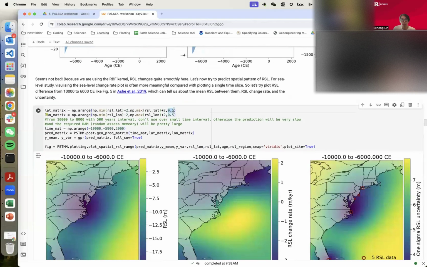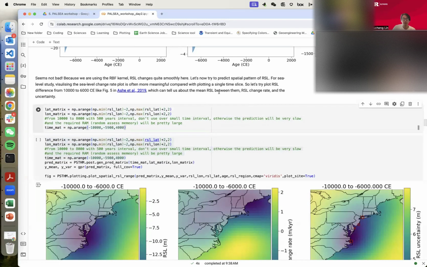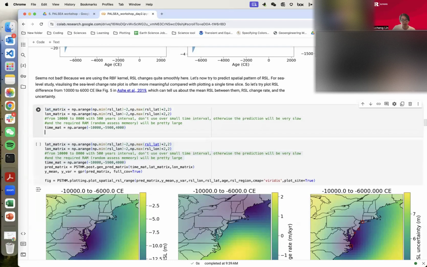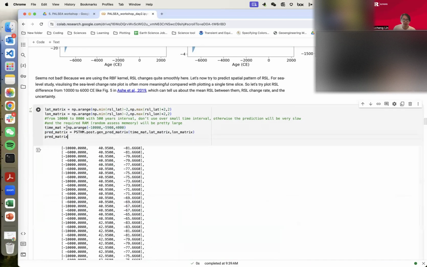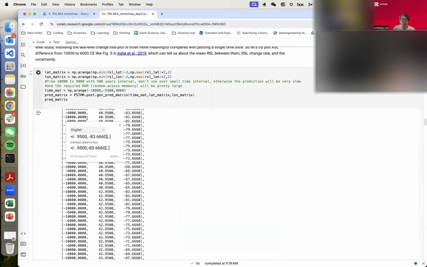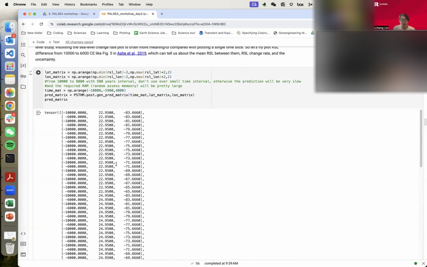So here, for spatial prediction, you see there's a lot of calculation. So I will encourage you to make the calculation a bit faster. So please change the code here to make the resolution a bit coarser. Okay, so here I will show you how that's happening. So here we are predicting two different times and a lot of different space.